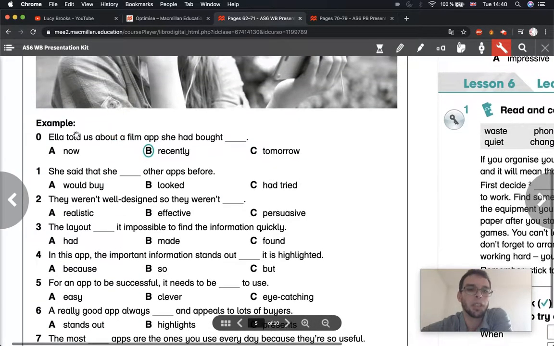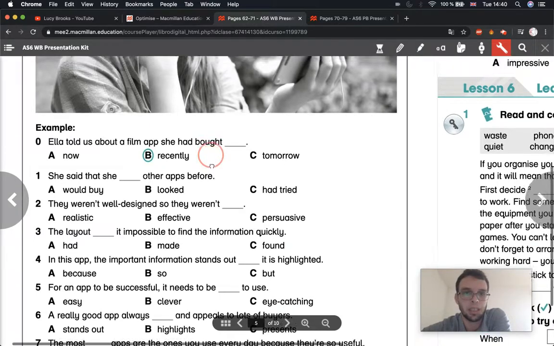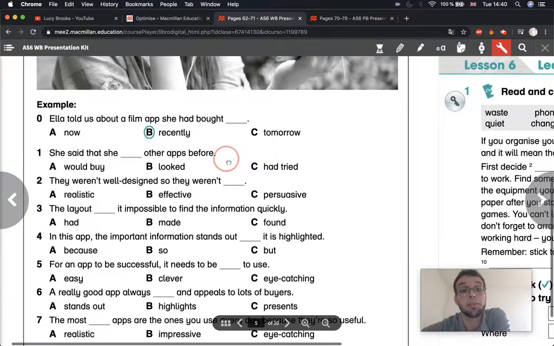So let's look at the example. It says, Ella told us about a film app she had bought. All right, and then we have now, recently, or tomorrow. Okay, now if it says she had bought, that means it's in the past. So it can't be now and it can't be tomorrow. So it must be recently. Okay, so that's a grammatical fit there.